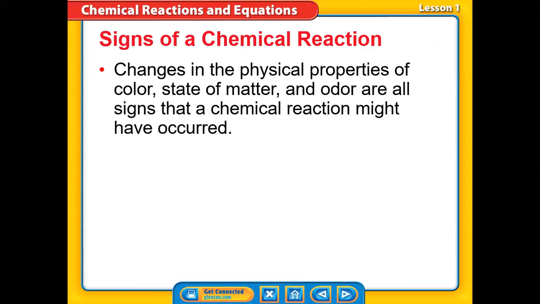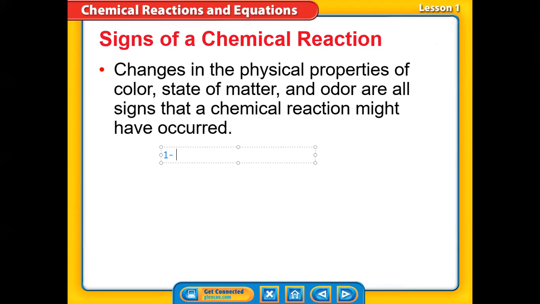Who can tell me what are the different signs of a chemical reaction? Okay, let's try here. What are signs of a chemical reaction? I'm going to write what you say. Let's start. Yes, Nano?